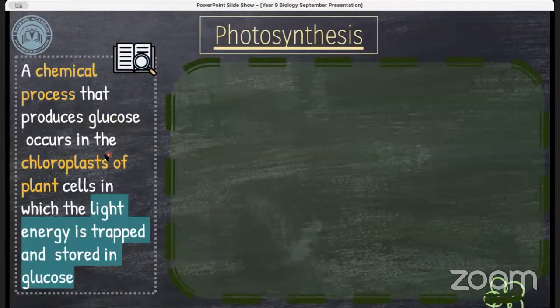Okay, it produces glucose, right? It occurs in the chloroplast of the plant cell, in which light energy is trapped and stored. So you should know that. I told you it's a biochemical process where it produces glucose. The ultimate product of photosynthesis is glucose sugar, and the location is the chloroplast in the plant cell. What does it do? The light energy will be trapped and stored in glucose.